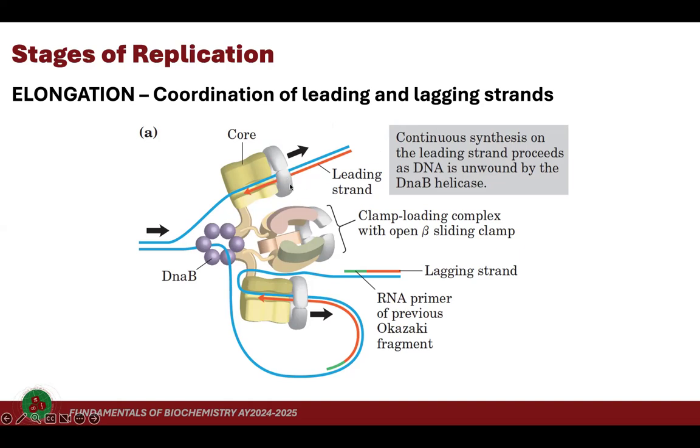And then for the lagging strand, you will actually be reloading your beta clamps each time the polymerase encounters a new primer. So this ensures that while the leading strand is just continuously being synthesized, the lagging strand is not. It's segment by segment. So this mechanism still ensures that the lagging strand can keep up with the leading strand.